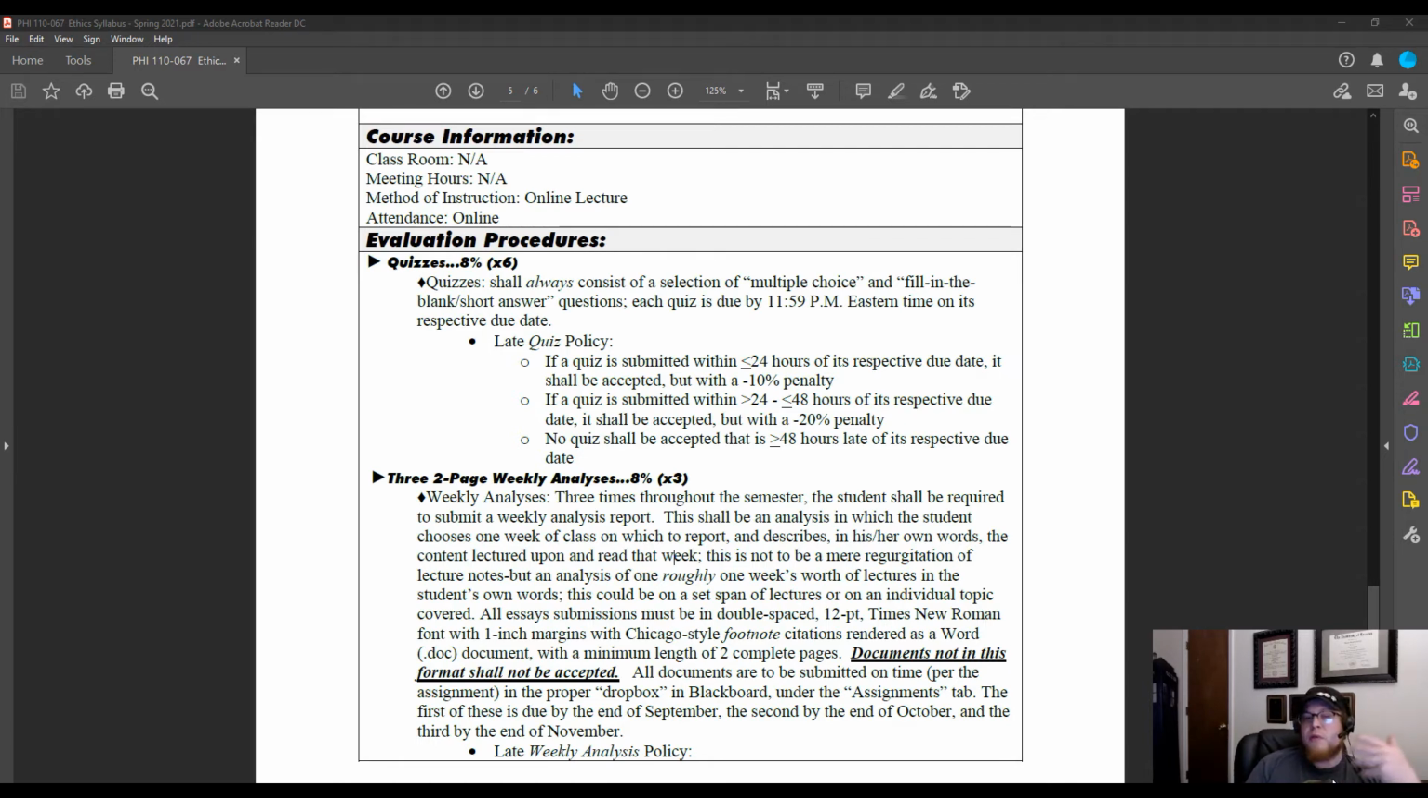On the other hand, if a quiz is submitted more than 24 hours, but fewer than 48 hours after its respective due date, it shall be accepted with a 20-point penalty. So you can get a quiz in 2 days late and still make as high as a low B on it, an 80%. However, no quiz shall be accepted that is more than 48 hours late. So if something was due February 1st at 11:59, then February 3rd, 11:59, that's your last moment to get it in. Once February 4th hits, sorry, it won't be accepted at that point. Granted, if things are going on, please communicate with me. If you can't get a quiz in, please let me know what's going on.